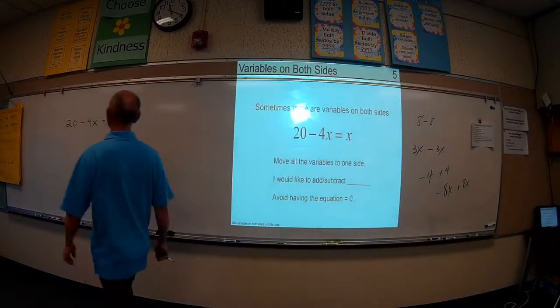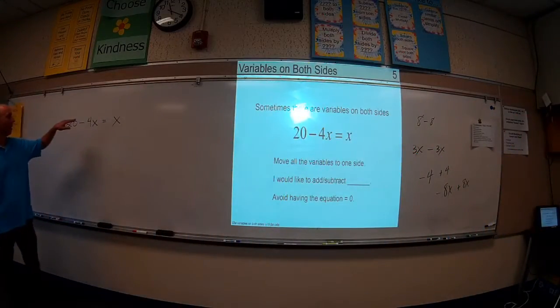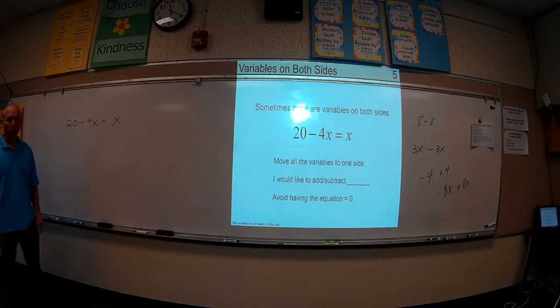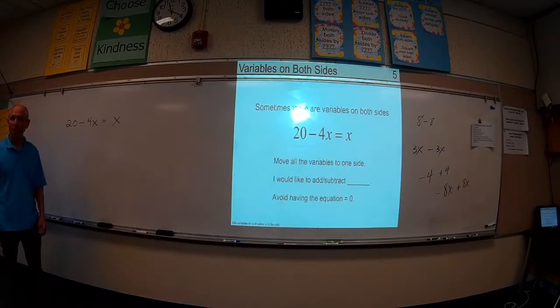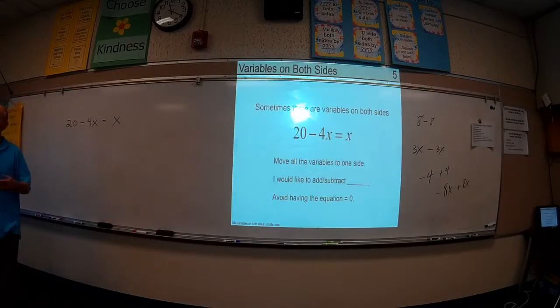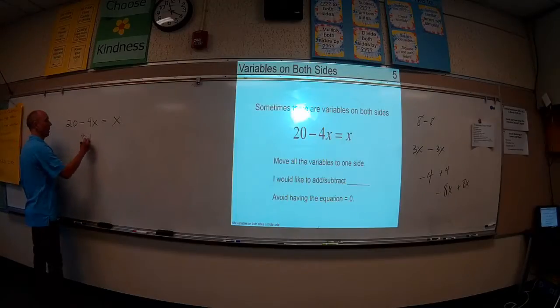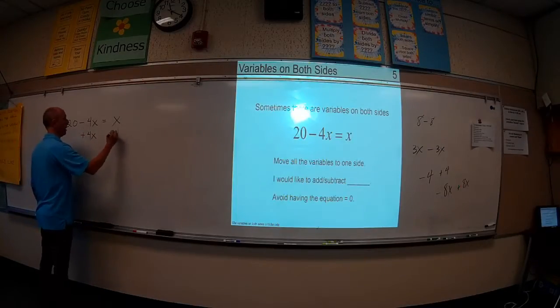So over here, here's the deal. I want to get rid of the 4. I want to get rid of this guy. So how can I get rid of a negative 4x, Hayden? You add 4x. I add 4x where? To both sides of the equation. So I'm going to go plus 4x, plus 4x.